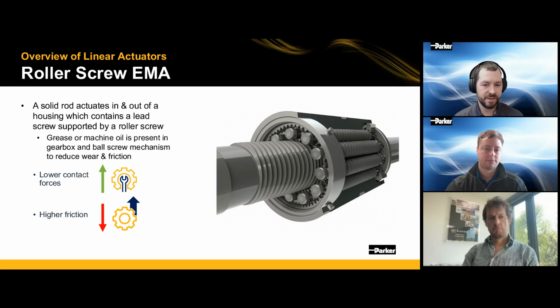And you're again going to have some light grease or machine oil present to make sure that the wear and friction is as little as possible. There are lower contact forces in here because of the large surface area between the screw and the rollers, which does make your longevity and durability higher. However, those lead screws typically have more friction, so your efficiency is going to be lower than a traditional ball screw application.